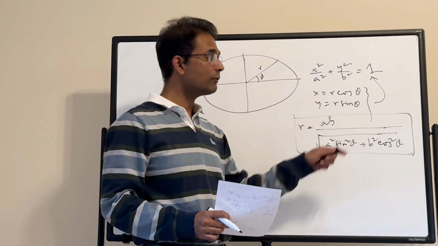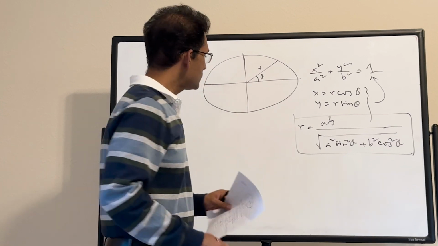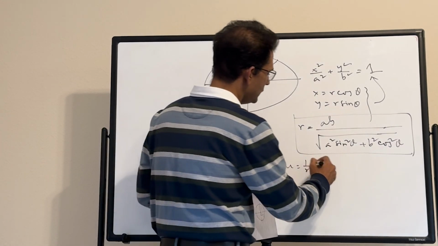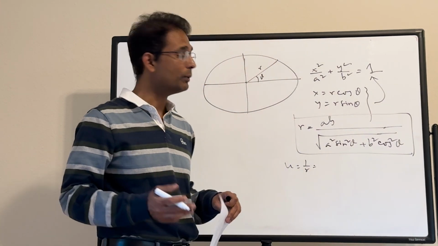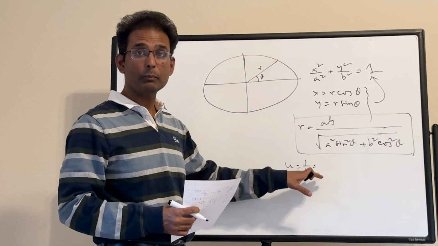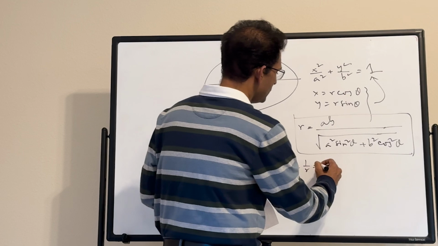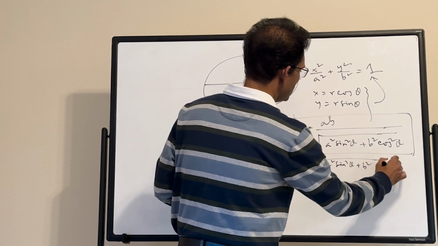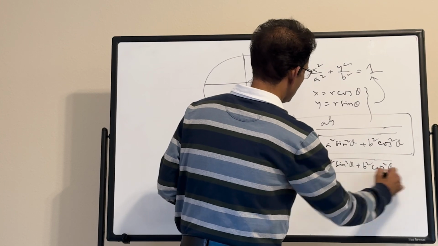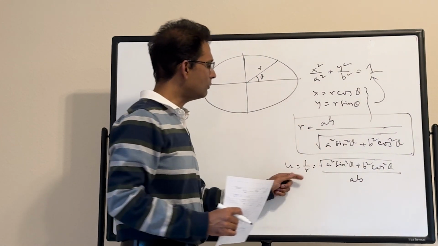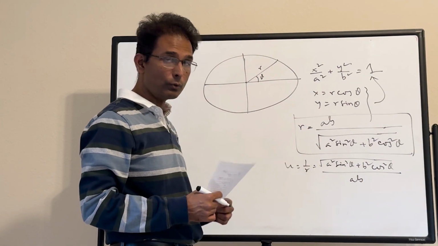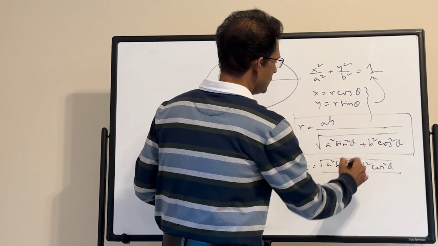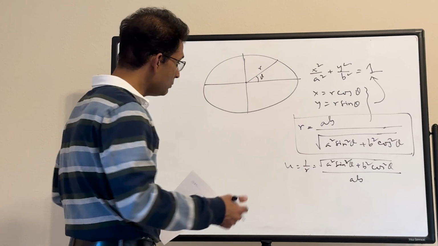So you can write r as a function of theta. That means you can define u, which is just 1 over r, and you have a very simple, straightforward expression of u as a function of theta, which would be the square root of a squared sine squared theta plus b squared cosine squared theta, divided by ab. You just take the reciprocal of r and you get u. So you have u as a function of theta. That means you can do du d theta.